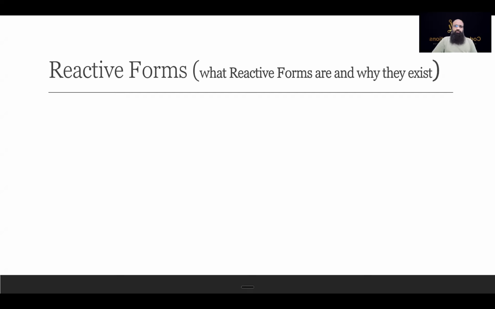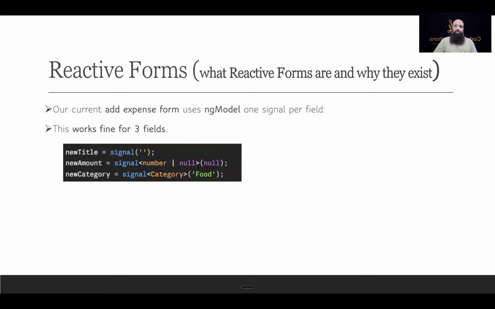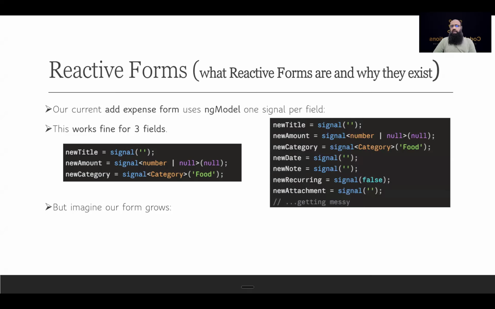So first we need to know what reactive forms are and why they exist. Our current add expense form was using ngModel, and one signal per field was used. You can see newTitle has been used as an empty signal, then there was an amount signal and a category signal as well. But in case we need to keep adding multiple fields, we need to keep adding multiple signals, and you can see, in a similar way, date, note, and recurring attachment.